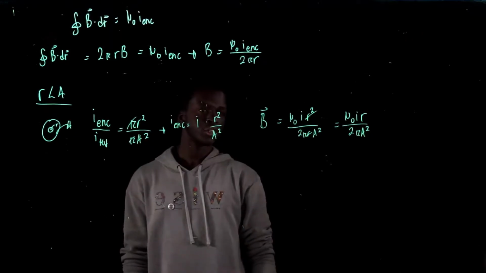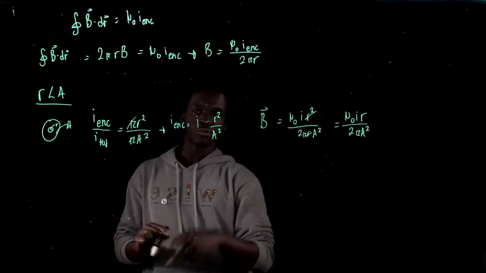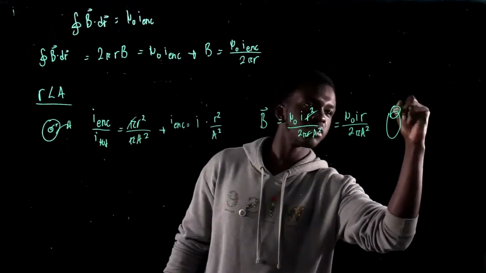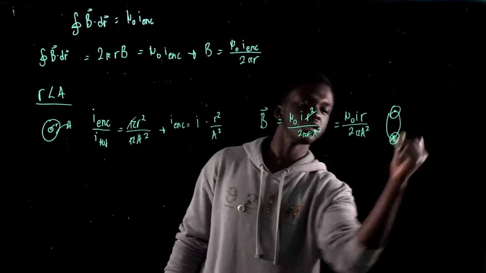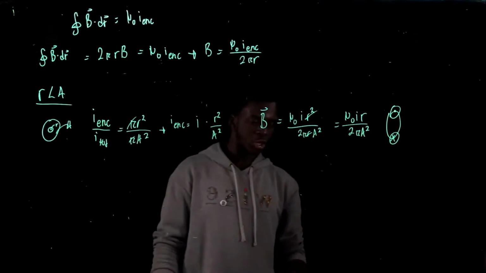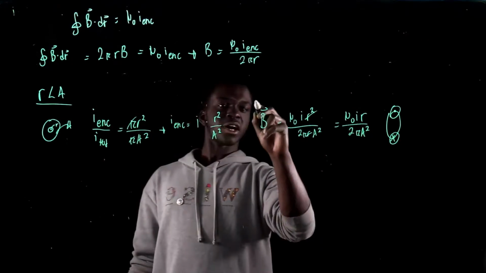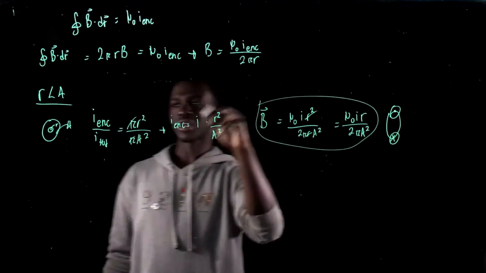And you can find the directions by using the right-hand rule. When you do that, the top direction is going to be out of the page, and the bottom is going to be into the page. And that's the I enclosed. That's the magnetic field inside the cylinder.